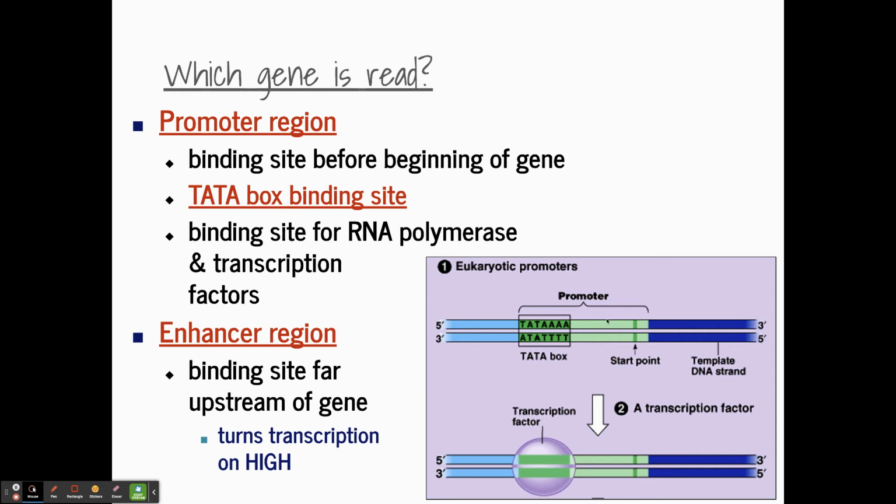So it's going to be like a switch. And this switch here is going to turn on or off depending on if I need to make the gene or make the enzyme, in this case, lactase. So if I drink milk, now this switch has to turn on so that I can read the DNA template strand, okay? The enhancer region is the binding site upstream of the gene, and it turns transcription on high. Anytime we turn transcription on high, that means DNA to RNA is being made.